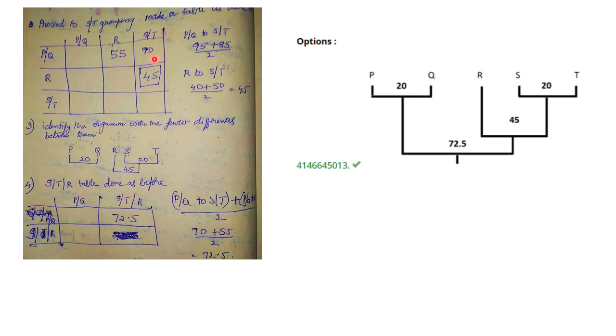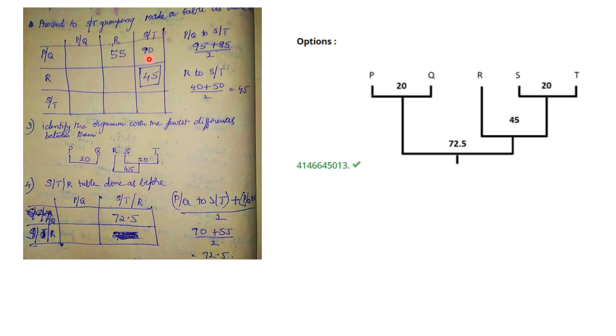Then PQ to ST. PQ to ST will be PQ to S, from the previous table it is 95. And I have not taken the previous table in this diagram, so I'm extremely sorry for that, but I will tell you the values. PQ to S is 95 from the previous table, and PQ to T is 85. So 95 plus 85 divided by 2, you will get it around 90.